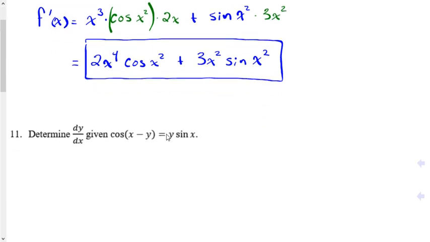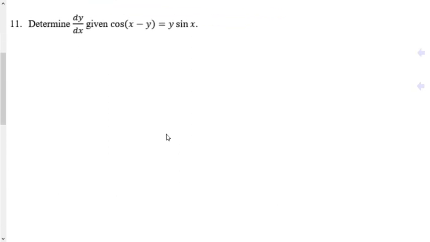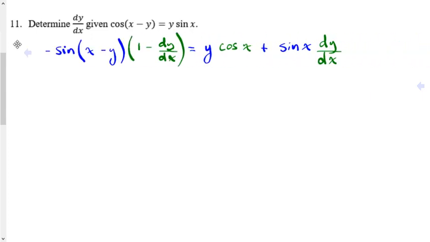Question number 11. Implicit differentiation again. Here's what I get for my first line. Derivative of cosine of something is negative sine of that same something, unchanged, times the derivative of the inside, which is 1 minus dy/dx.